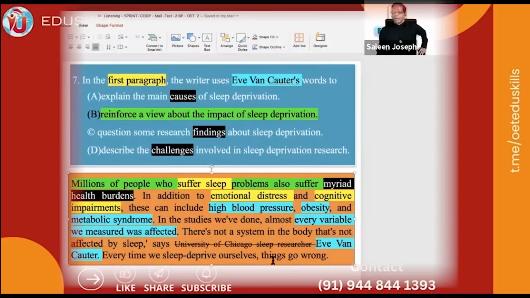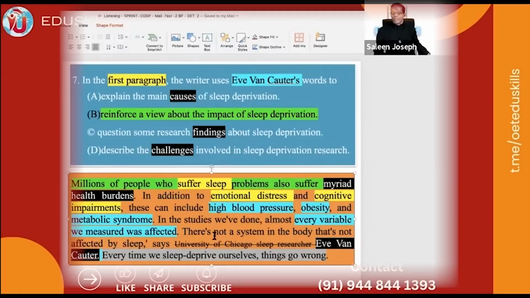Every time we deprive ourselves of sleep, things go wrong. Again, the same thing is repeated. And the easiest way, when you are competent, is to look for the name. Where is the name in the text? At the end of the text, so you don't require much time to find it. Immediately you go to that name, Carter, then you see what he has said.